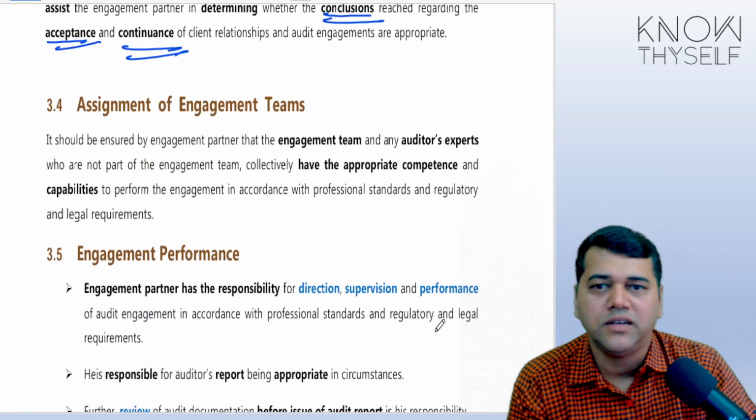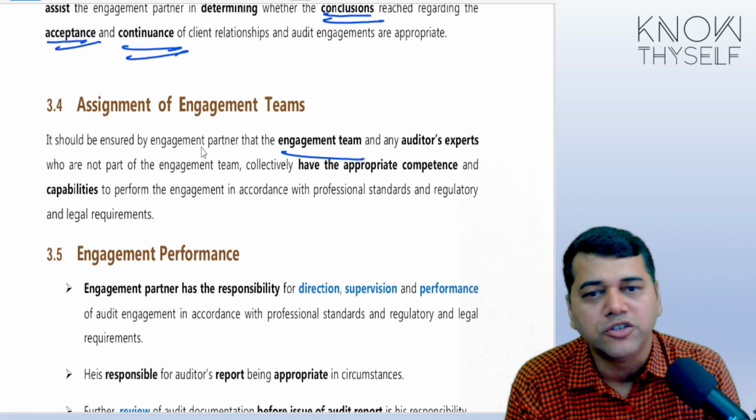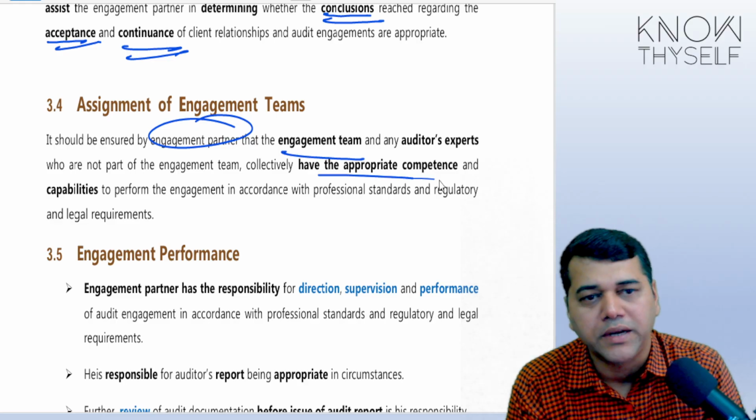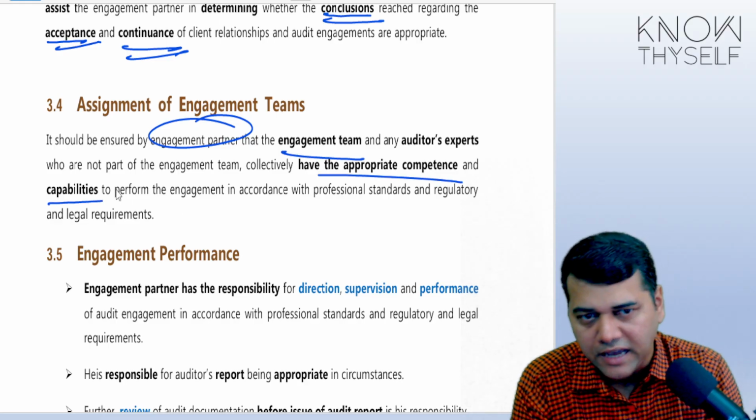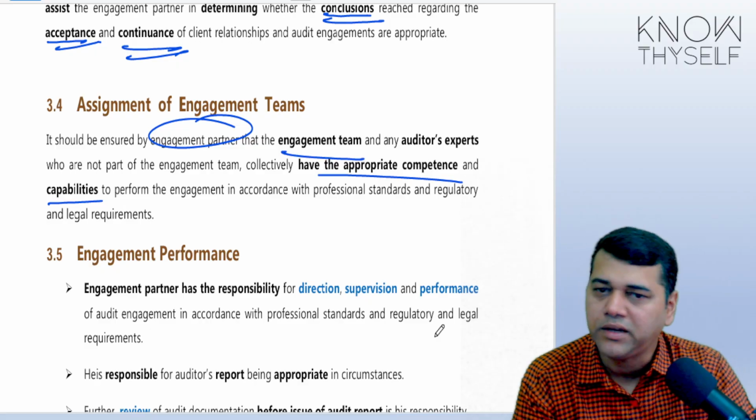Now the third requirement, assignment of the engagement team. It should be ensured by the engagement partner that an appropriate team is there, and you have assigned it depending upon the professional standards. Auditors, experts are proper, fine.